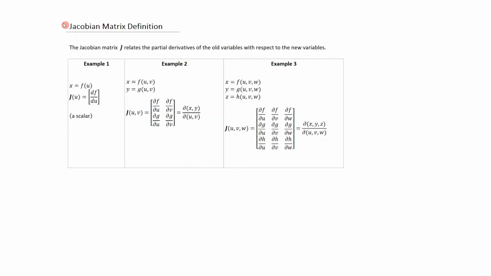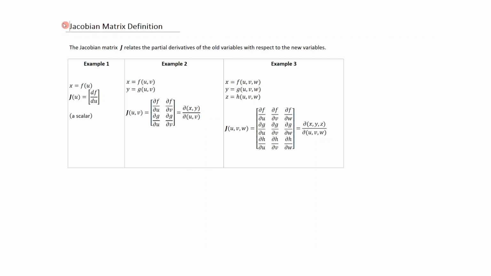This is the first instance where we will expose you to a new definition, that of a Jacobian matrix, which plays a very important role in many branches of mathematics, and we'll see this Jacobian used in a number of contexts throughout the remainder of the term. What it does is relate the partial derivatives of the old variables with respect to new variables, which means we're dealing with transforming from one set of variables to a new set of variables.